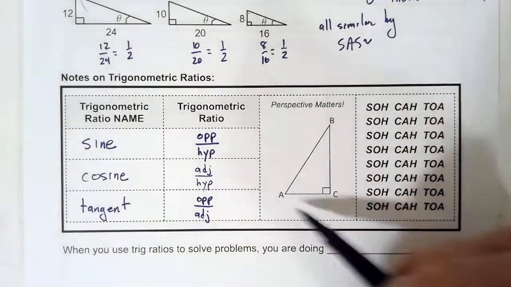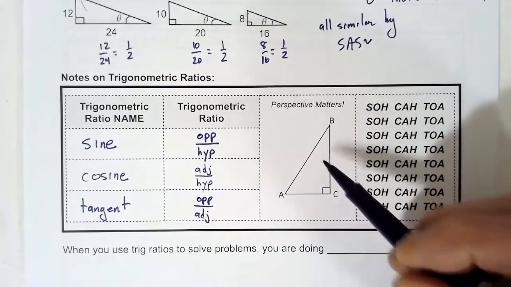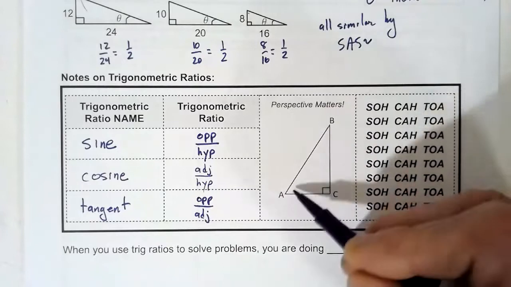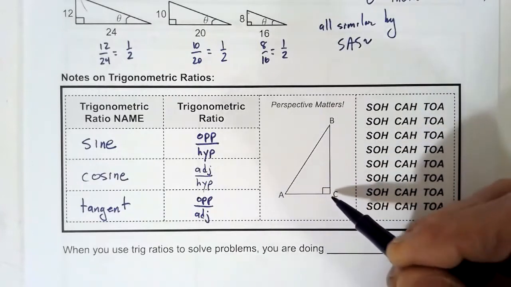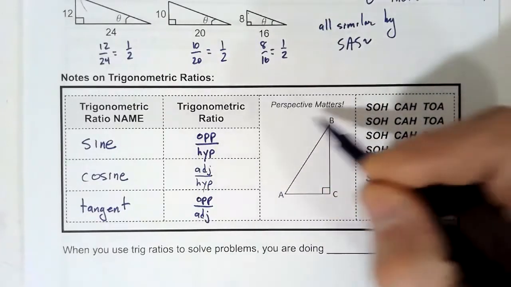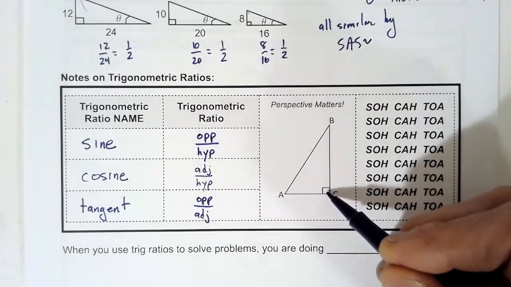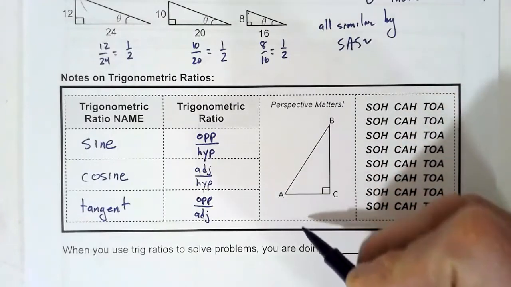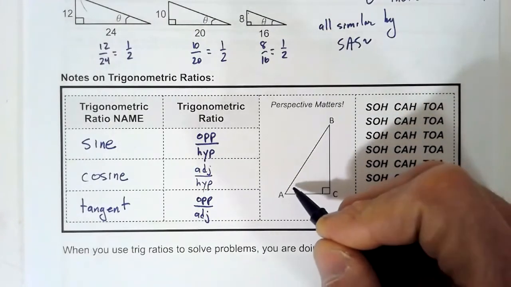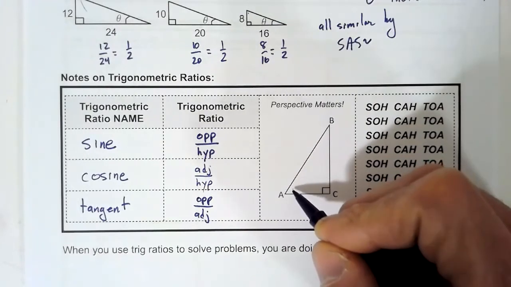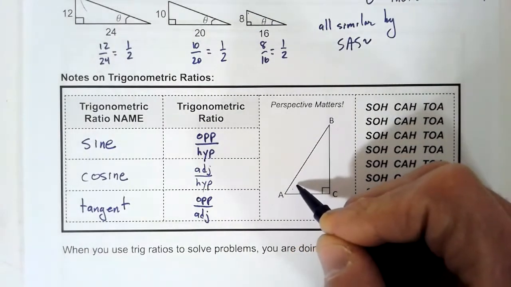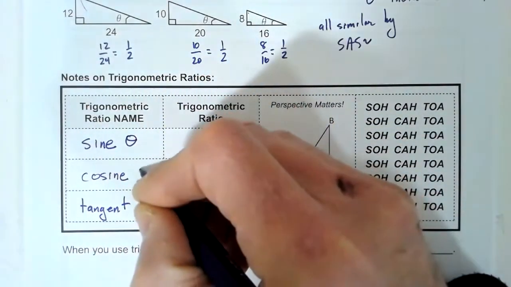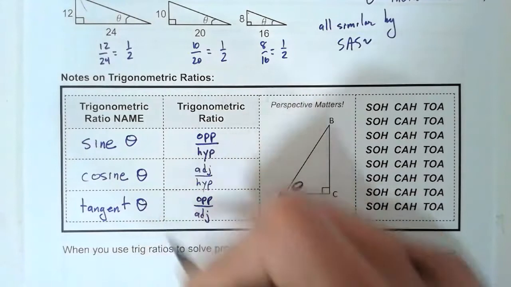Now, in this box here, when I say perspective matters, what I mean is that it depends which angle you're looking at, right? We know that this is only true for right triangles. We've got a right angle here, so we've got two other angles that we're really going to pay attention to. In this case, if I'm standing at angle A, or looking from angle A, we'll call this angle theta. Then we have sine of theta, cosine of theta, or tangent of theta.